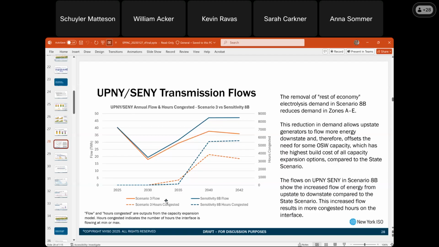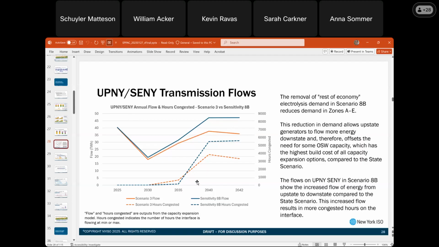So let's look at this. The solid orange line is the flows for scenario 3, and the solid blue line is the flows for this sensitivity 8B on the UPNI-SENI interface. UPNI-SENI is an interface that represents the flows happening between upstate and downstate.